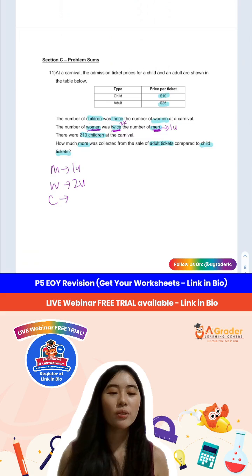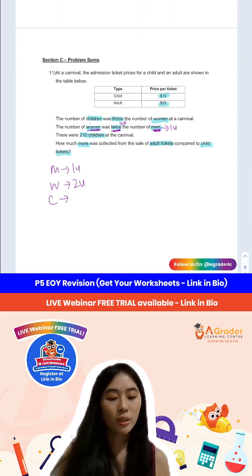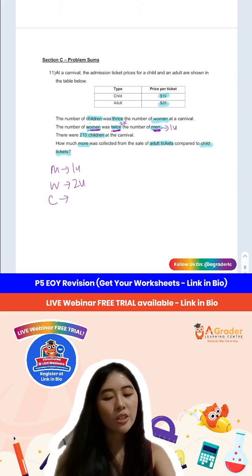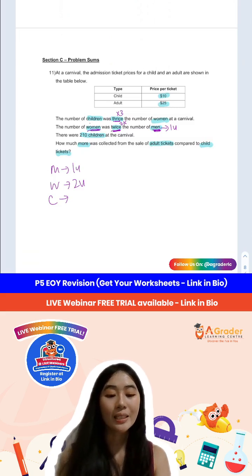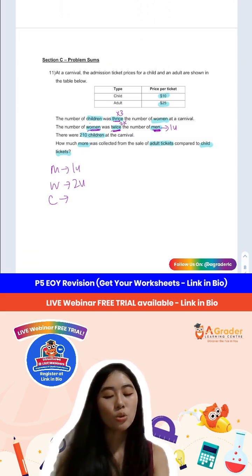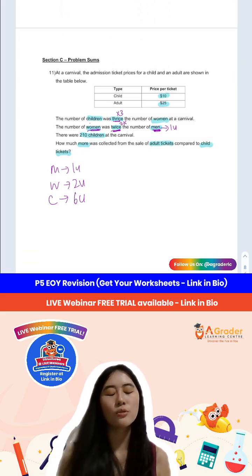Okay, yes, Javier, that's good. WL, that's good. Okay. So children is supposed to be thrice, right? So the keyword thrice means times 3. Okay, so you use 2 times 3. That's how you get 6 units for the children.